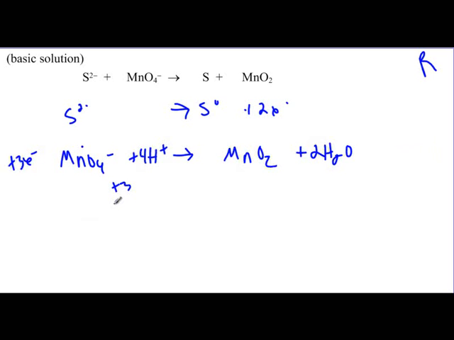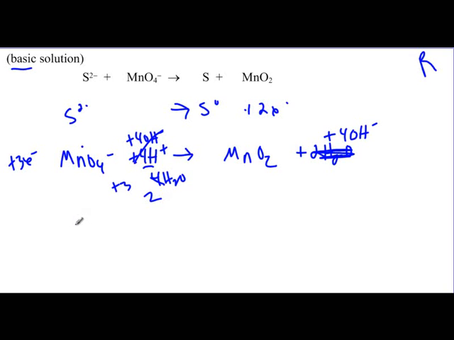Now what it says to do here is, because this is basic, I want to add hydroxides to both sides to neutralize the acid. So I'm going to add plus 4 OH minus, plus 4 OH minus, and when I do that, these become 4 waters, and here I have 2 waters and 4 OHs. So because I have waters here and waters here, I can get rid of these waters and end up with 2 waters here.